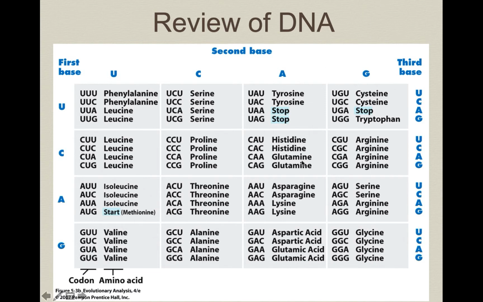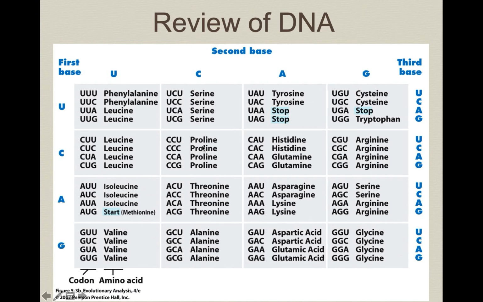The key to this pattern is the first two letters, so C and U is really all it needs to make leucine. The third position in this codon really doesn't contain any extra information for the production of an amino acid. As long as you have a C and a U, you're going to get leucine. Over here, if you have a C and a C, you're going to get proline.